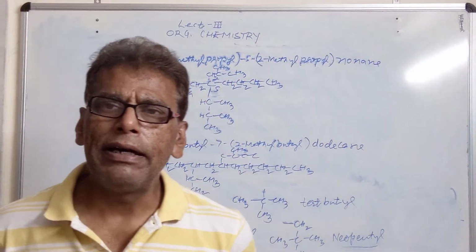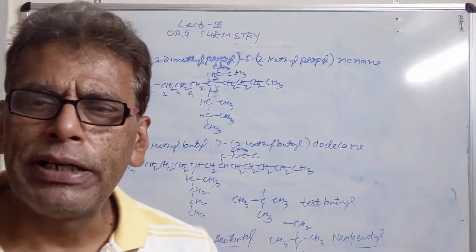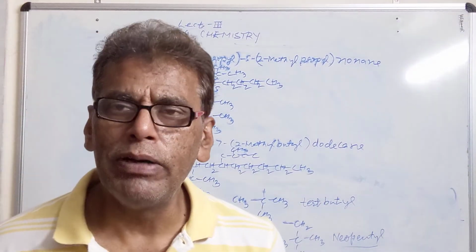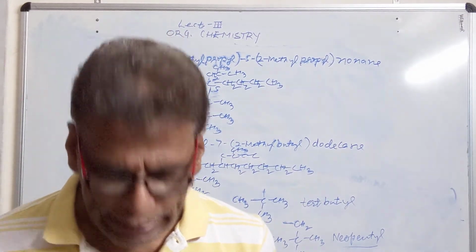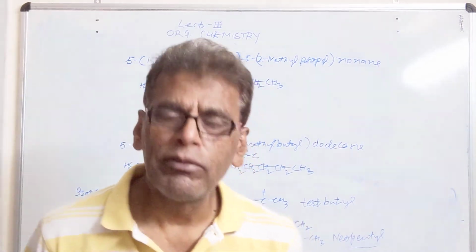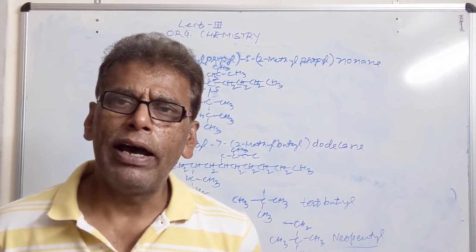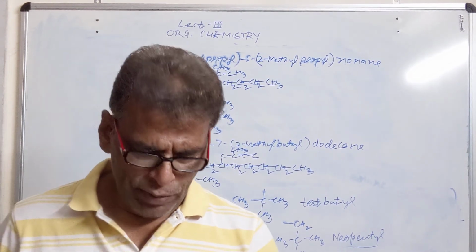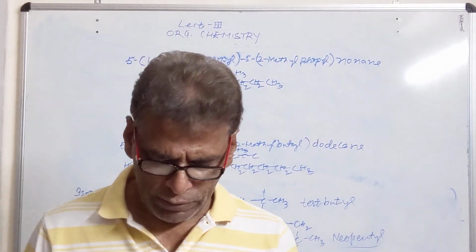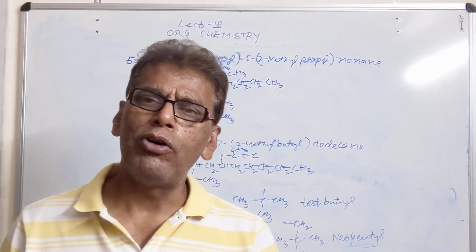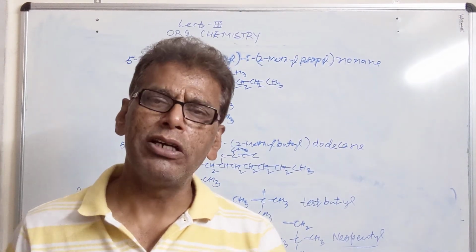Tomorrow we will take the naming of unsaturated compounds. In that case we will take the names of alkenes, then we will name alkynes, and then alkenes and alkynes having two or more double bonds and triple bonds, followed by naming of compounds containing a functional group, then multifunctional groups.